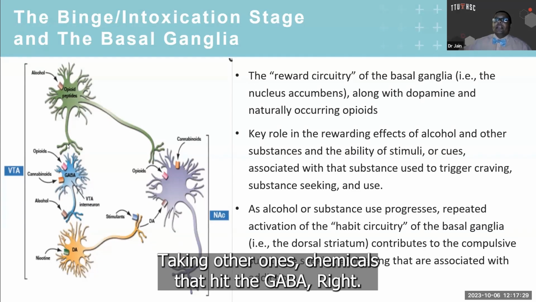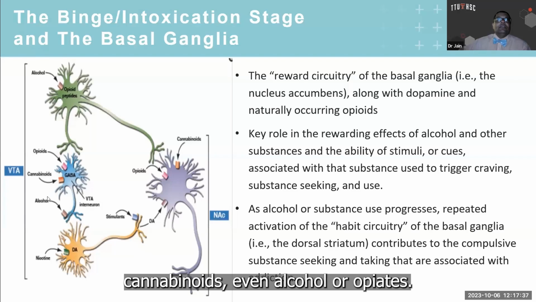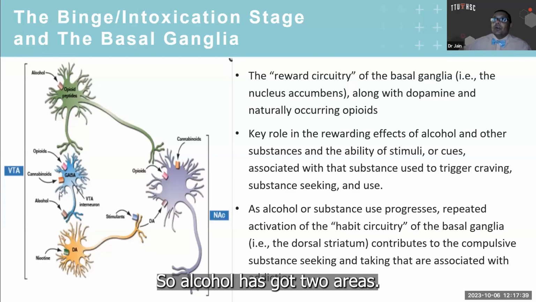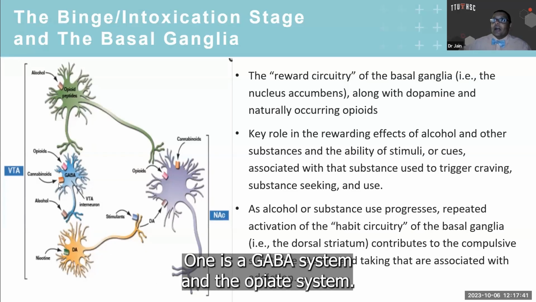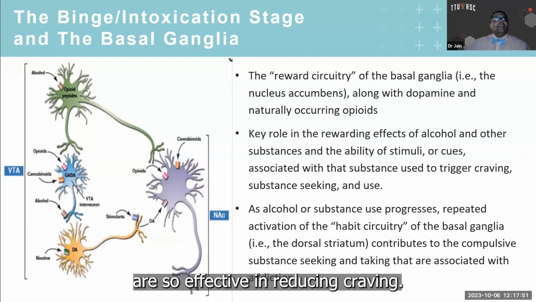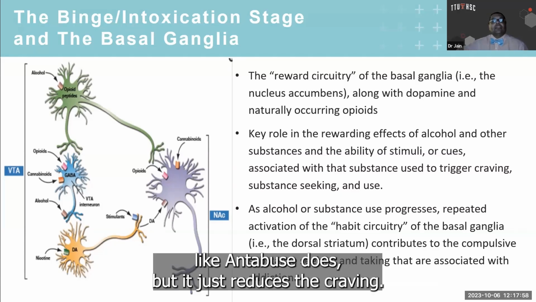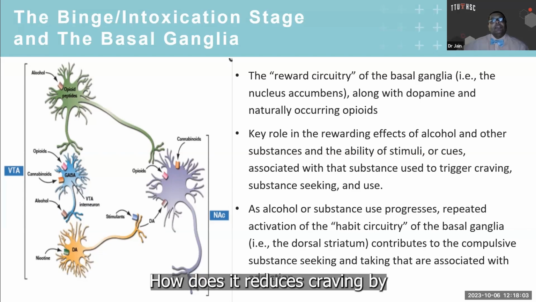Taking the other ones, chemicals that hit the GABA, right, which is the ventral interneuron area, where you can see cannabinoids, even alcohol or opiates. So alcohol has got two areas: one is the GABAergic system and the other the opiate system. And that explains why medications like naltrexone, for example, are so effective in reducing craving. And it will not cause any kind of problem with the reaction like Antabuse does, but it just reduces the craving. How does it reduce the craving?